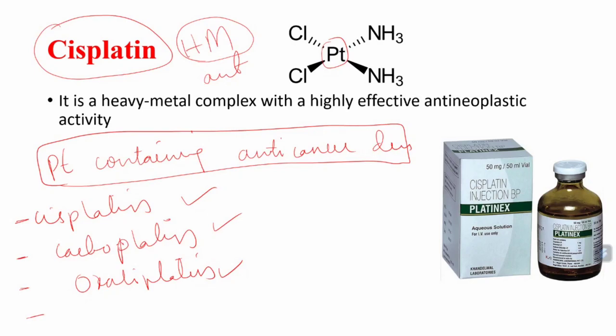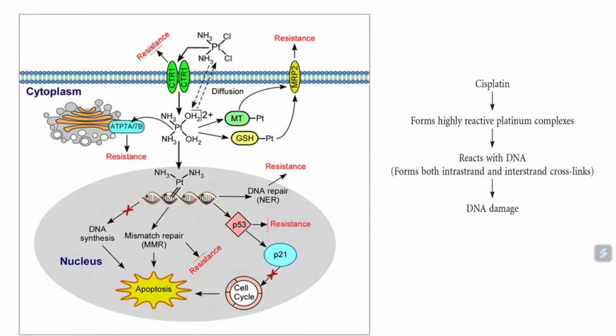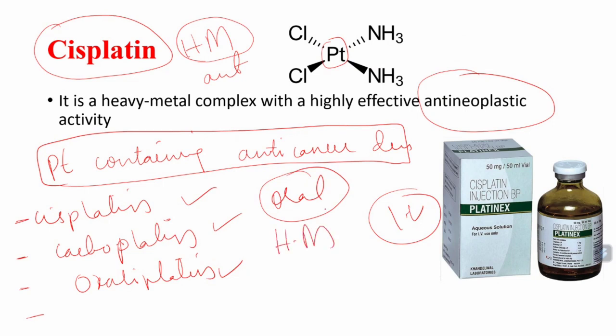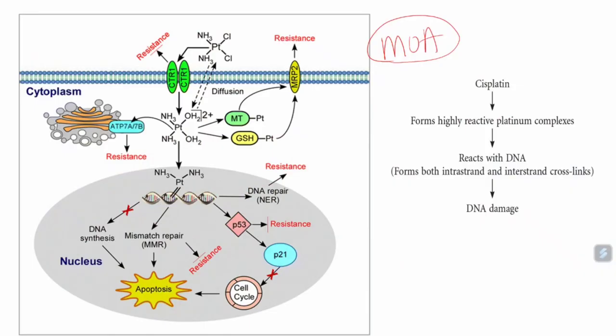It is a heavy metal complex which is very effective as an antineoplastic agent. First we'll start with the mechanism of action. Cisplatin and carboplatin, all the platins have the same mechanism of action. Always remember, these drugs are given by IV route only. Platinum containing compounds are available in IV form only, because large heavy metal compounds are not absorbed properly from the GI tract. That's why they are available in IV form. That is an important point you have to remember.